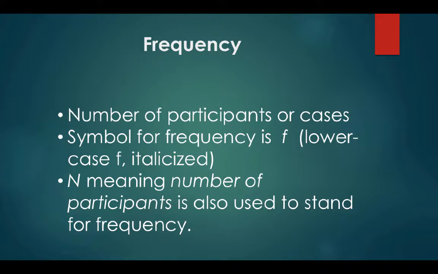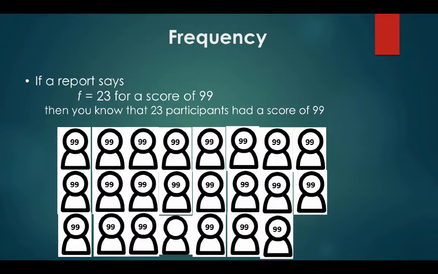Think of them either way. For some people, it might be easier to think of them as a frequency. Some people might think number of participants. So frequency, if a report says that F is 23 for a score of 99, then you know that 23 participants had a score of 99. The frequency on the test, it was an example of a test, you know that 23 students made a 99 on the exam.